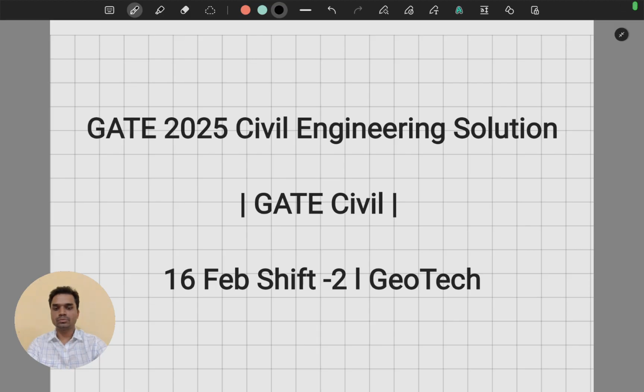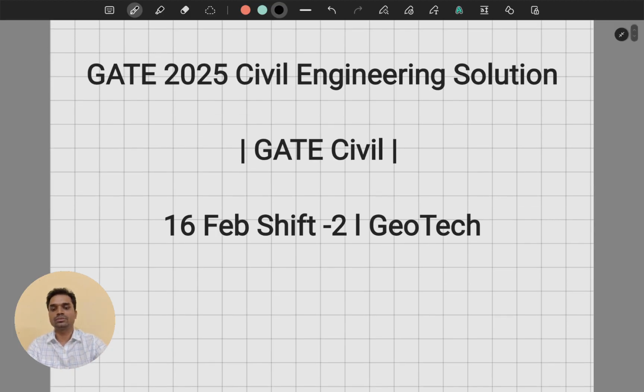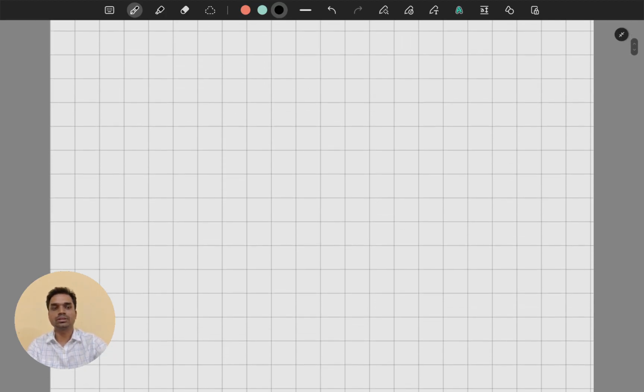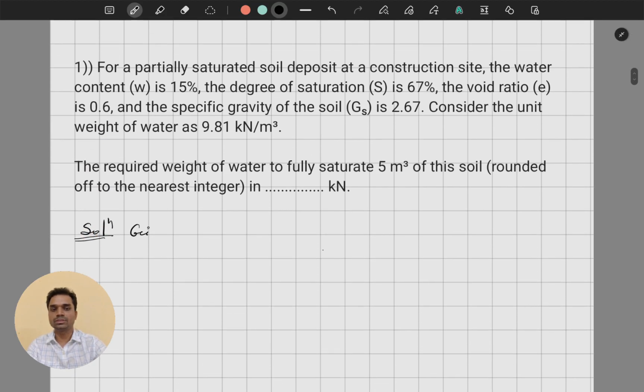In the geotechnical part, most of the questions belong to the fundamental area, and the fundamental concept is important. Overall, in the GATE examination in 2025, whether it's shift 1 or shift 2, they focused on the fundamental area. Okay, let's begin. Let us discuss the first question that I have received.